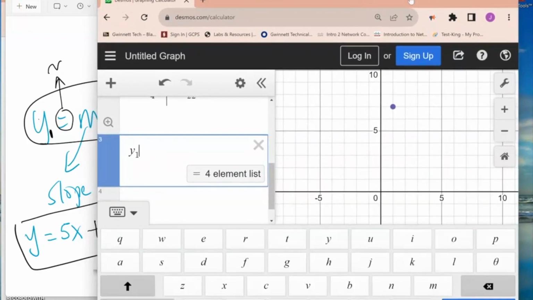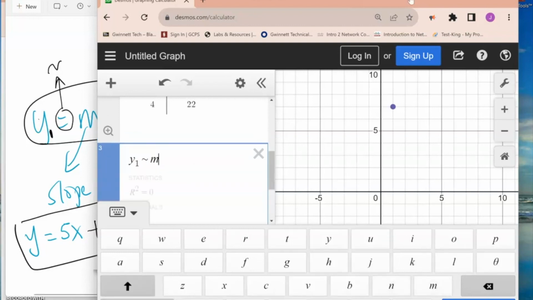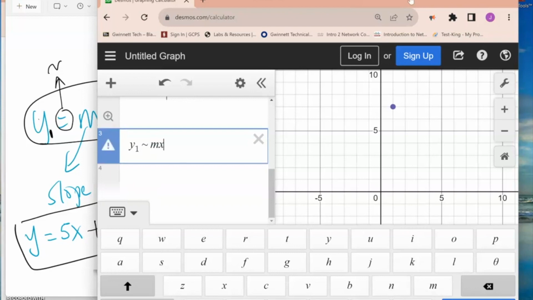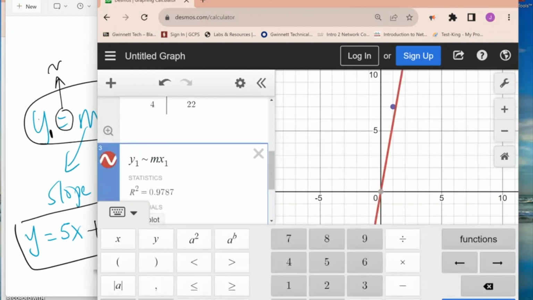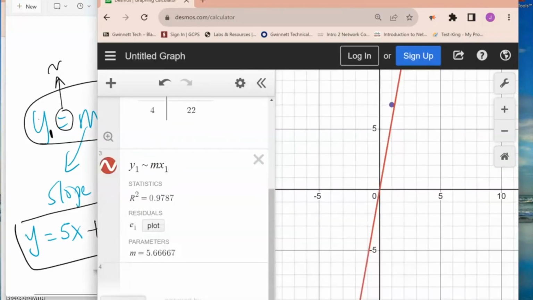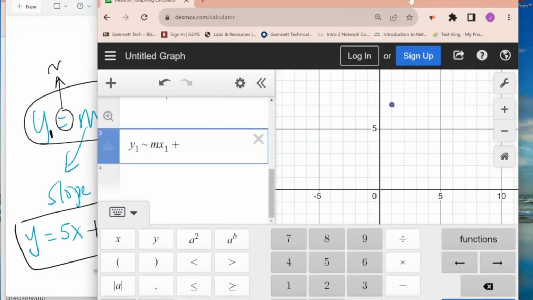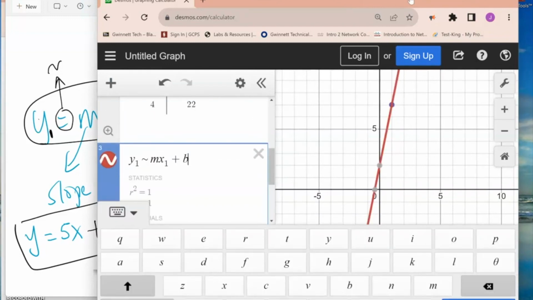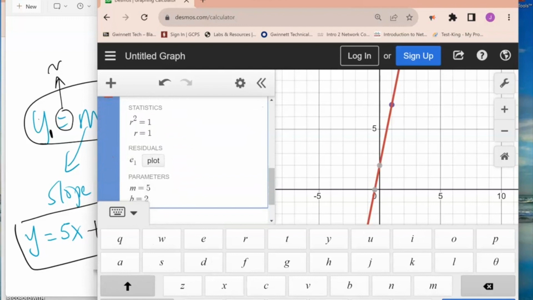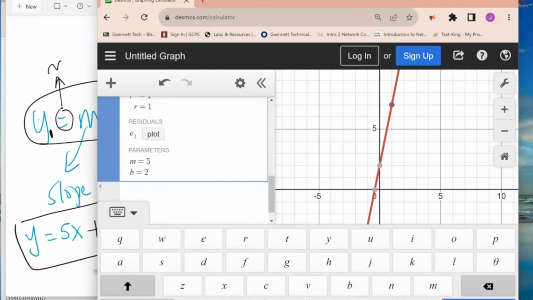Maybe ABC. Yep, right here. Squiggly line is right here. So hit ABC and squiggly line is right there. Then M, then X, sub 1. So put the 1 after it. And then plus B, right? Plus B. All right, when you do that, it's going to give you your M and your B.